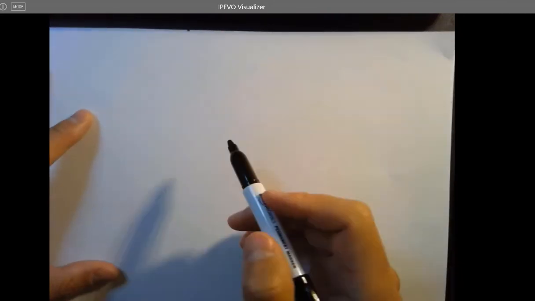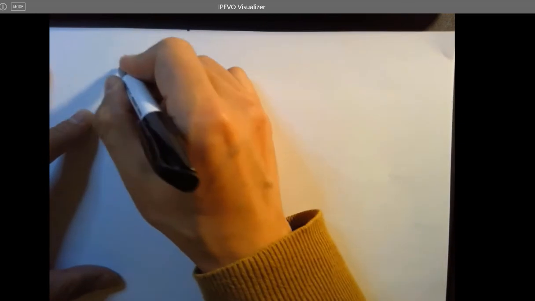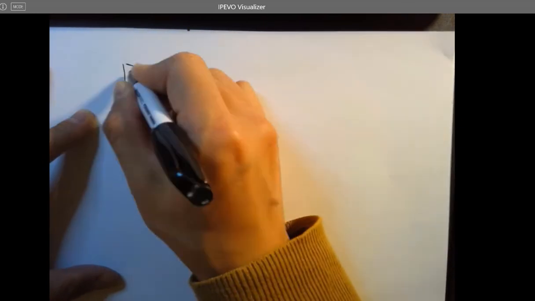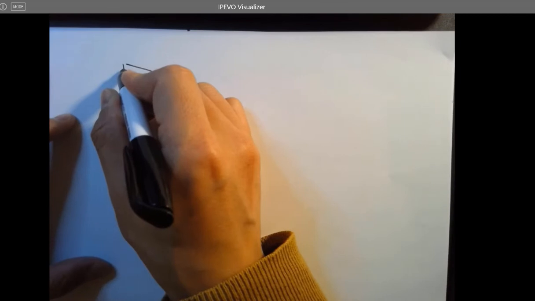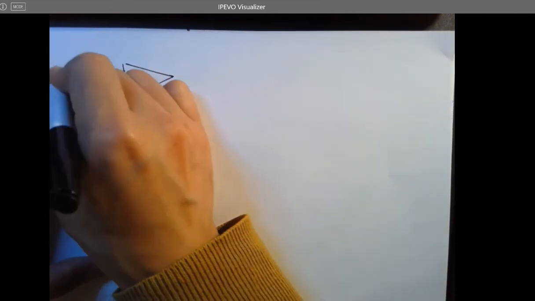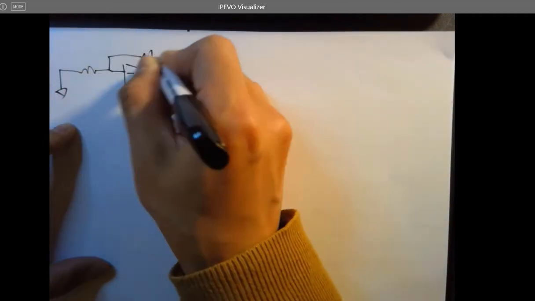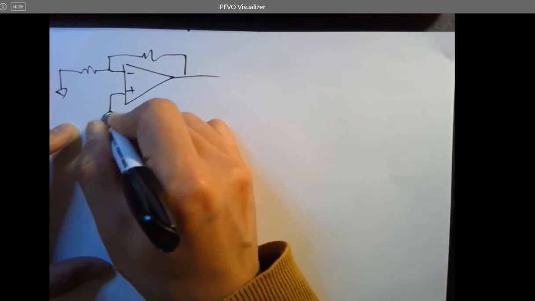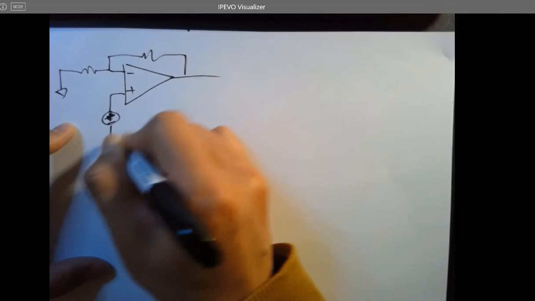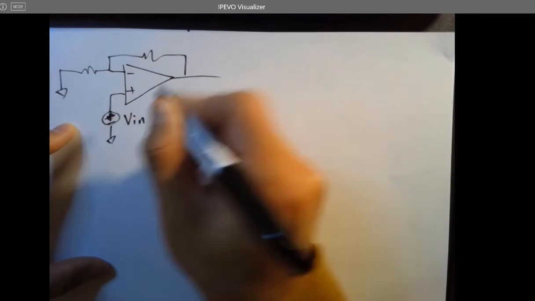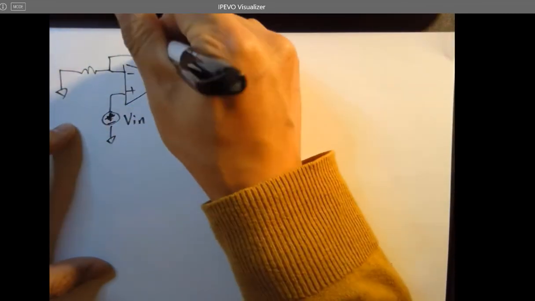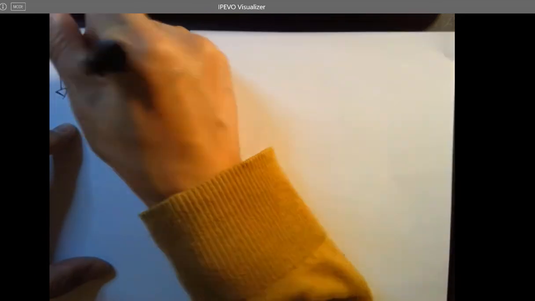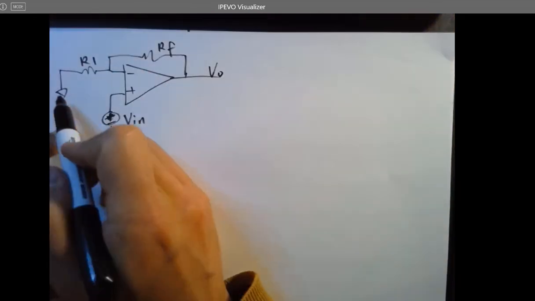Non-inverting means the signal is going to be injected to the non-inverting terminal. So if you draw it like this, still we have the inverting terminal on the top and the other one at the bottom. It looks like this. Signal is going to be injected here, plus minus. This is Vin, this is Vo, this is Rf, this is R1, and this is grounded, right?